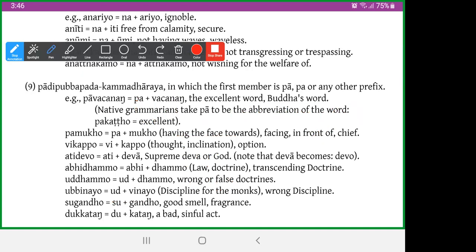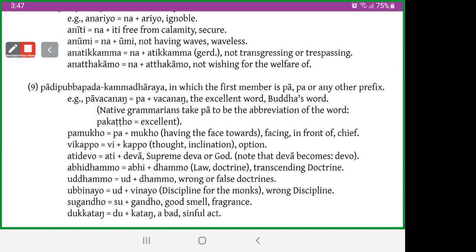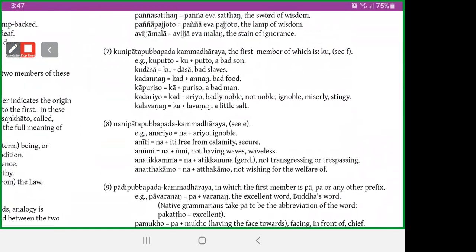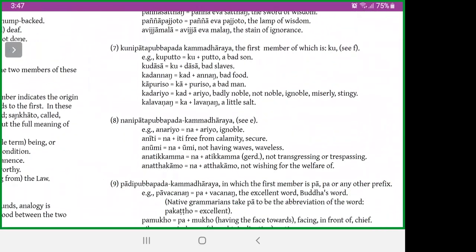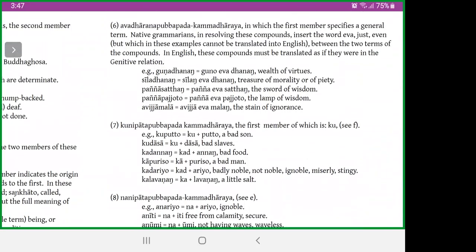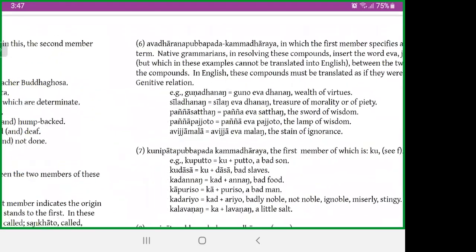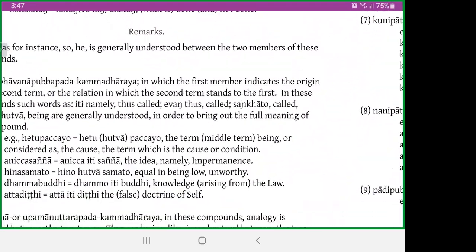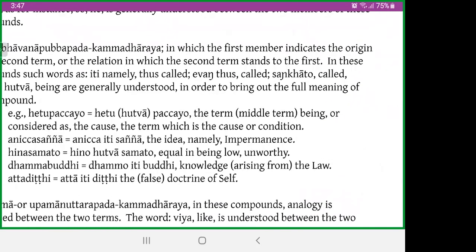So you got the good smell. Su always means good, right? Like sukha is a good feeling. So su is a good feeling here. Du means a bad one. So dukatam is a bad or wrongful action. I think this one is easy. Only for this page, this padi, na, ku, awa is not so difficult. Only this one you need to spend some effort to think about.